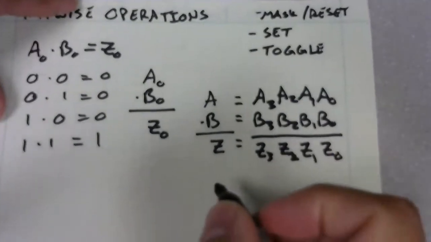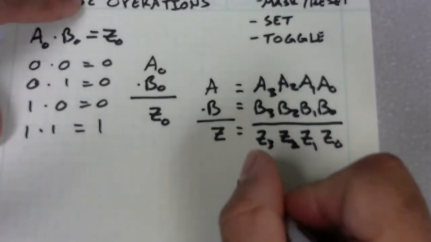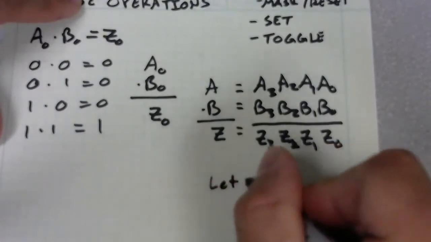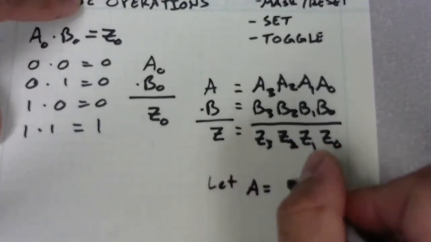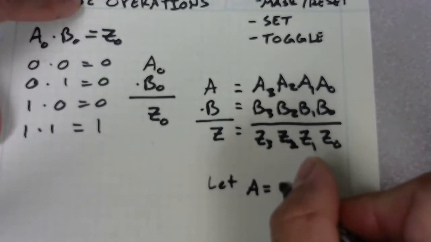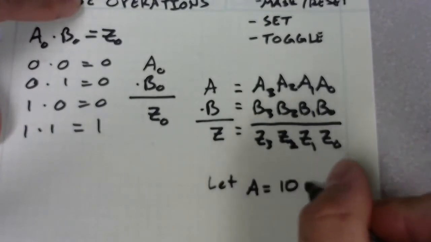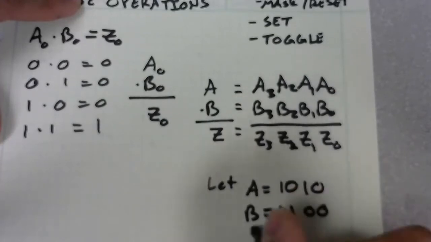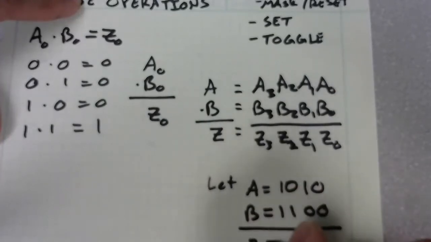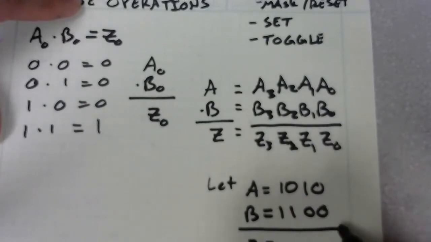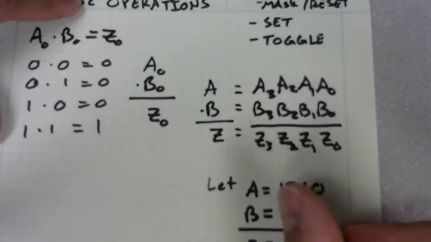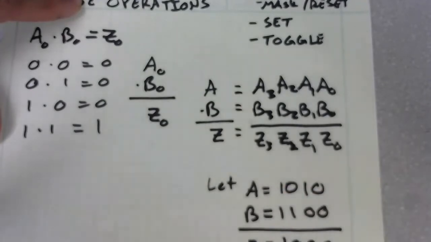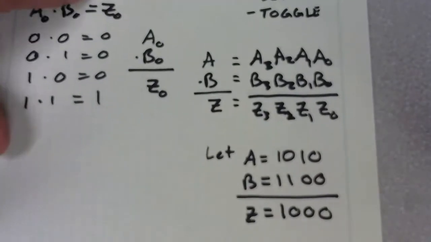Let's do an example, and maybe it'll make sense. Let's let A equal 1, 0, 1, 0, and B equal 1, 1, 0, 0. If we AND those things together, we're just going to say 0 and 0 is 0, 1 and 0 is 0, 0 and 1 is 0, 1 and 1 is 1. Oh, sorry, there you go.